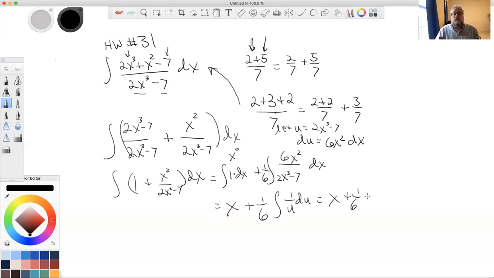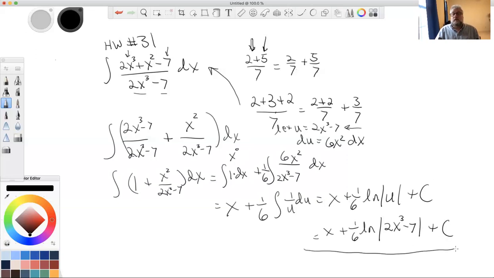So I can write this as natural log of u. And there's my integration constant. And then I'll plug in u, which was this thing. So 2x cubed minus 7. So there we go. So we ended up with this thing from that guy up there.